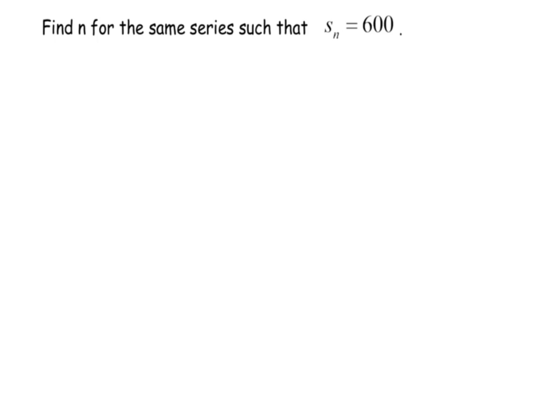In the next problem, we have to find n for the same series on the previous slide, such that the sum of the terms is going to equal 600. So the first thing I'm going to say is what the rule was from the previous slide, which was a_n equals 10n plus 90. This was our rule. So now I'm going to say the sum formula.